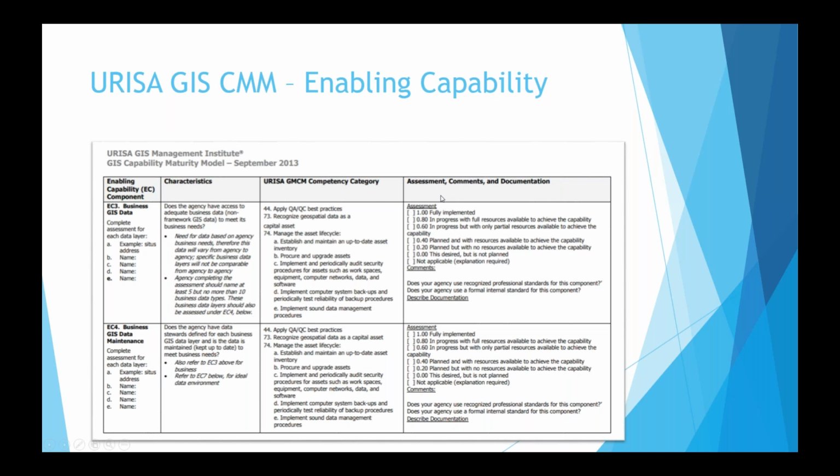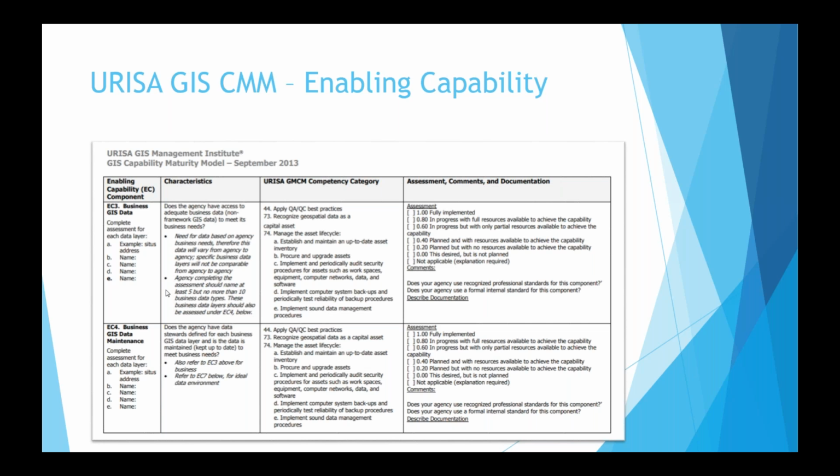On the right side, you would score yourself. In the third column, there's the ERISA GM-CM, which relates to the ERISA's geospatial management competency model. These are just further questions to help you answer the main question. This screenshot is from the PDF document itself.